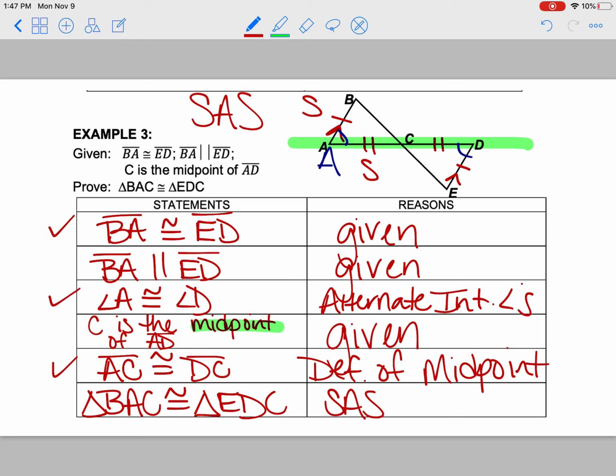So a couple things to think about as you're working through these proofs. You need 3 congruency statements. Use your check marks to give yourself a visual check. Once you get those 3 check marks, you can then say the triangles are congruent, and the reason would always be either side, side, side; side, angle, side; angle, side, angle; angle, angle, side; or HL.